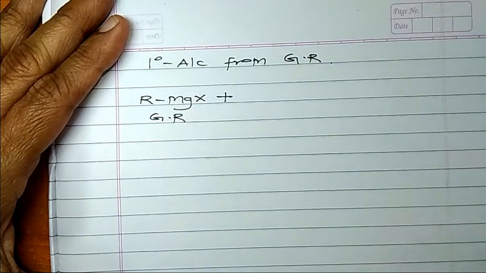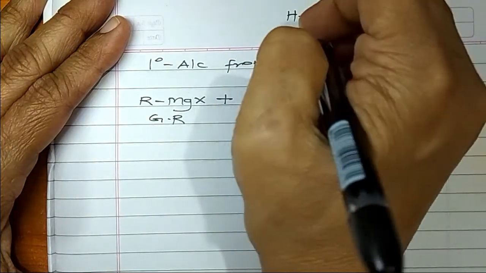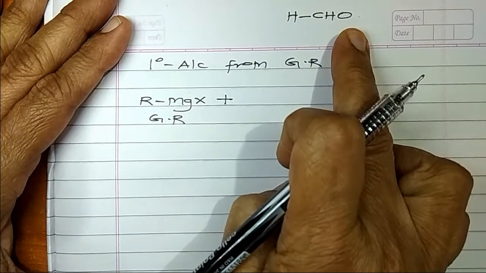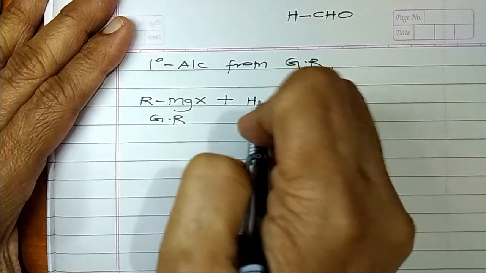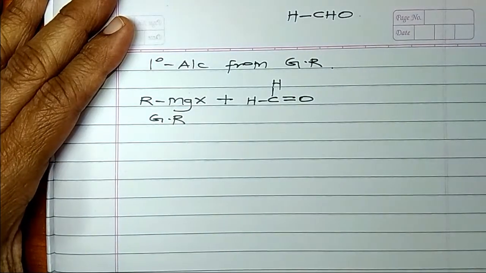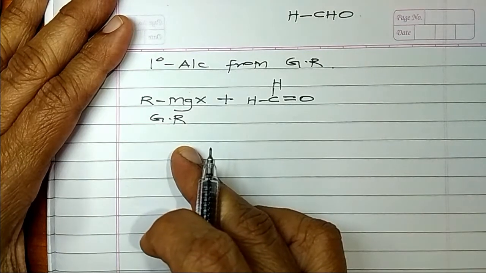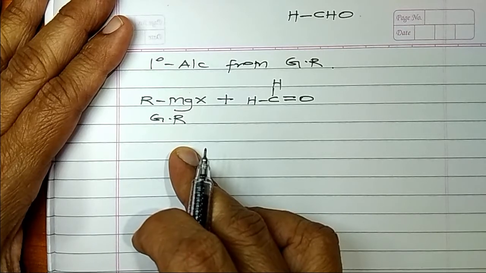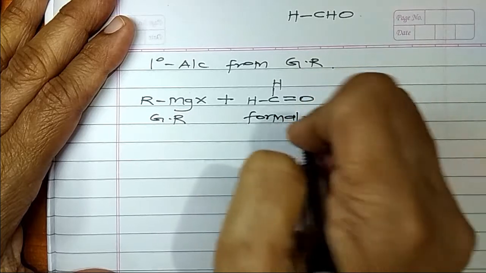What is formaldehyde? A formaldehyde is nothing but HCHO. The same compound I am writing as H-C-H double bond O. Why have I written it like this? I have written it like this because it will make it easy for me and for you to understand the reaction. So we have a Grignard reagent and we make it react with formaldehyde.